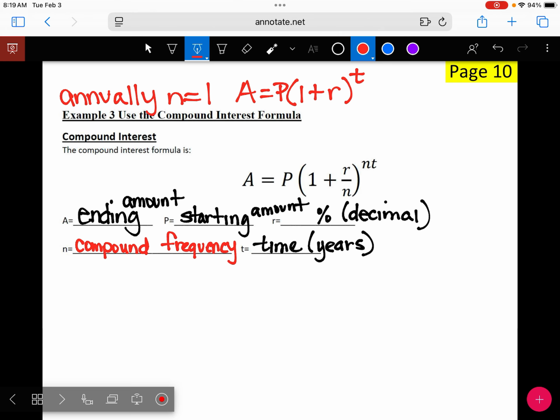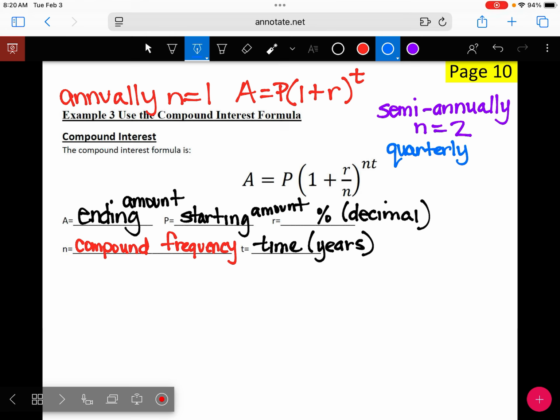Okay, our other options would be semi-annually. If it's annually, that's half. How many halves do you have in a year? 2. If I were to take a stick and break it in half, I would have 2 pieces, right? So N is 2. The next one that we could have is quarterly. How many quarters are in a year? Same as the number of quarters in a dollar, right? N equals 4.